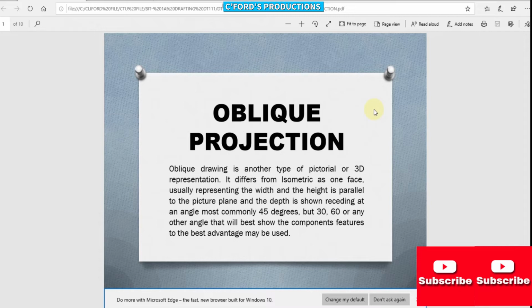Hello guys, for today's video we will talk about the oblique projection. So what is an oblique projection?